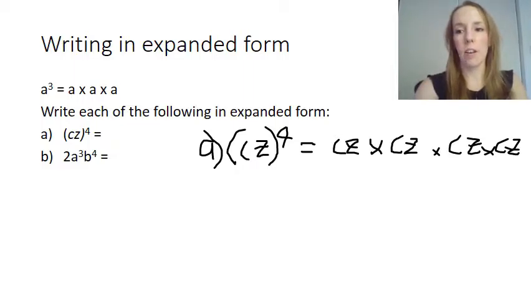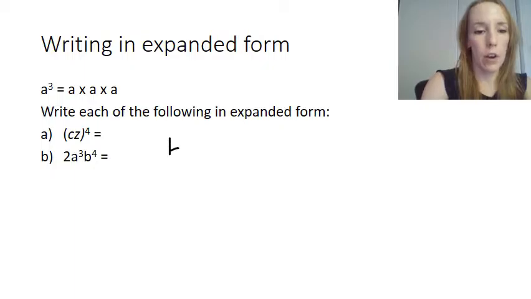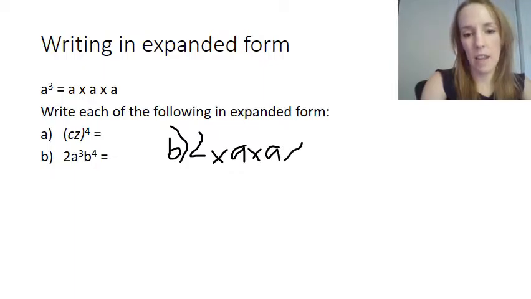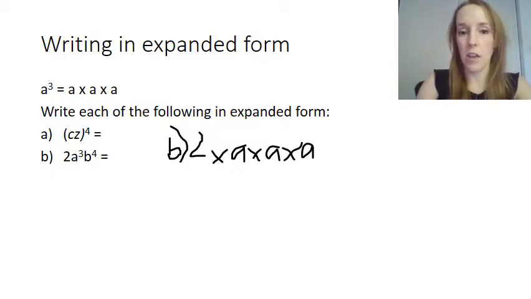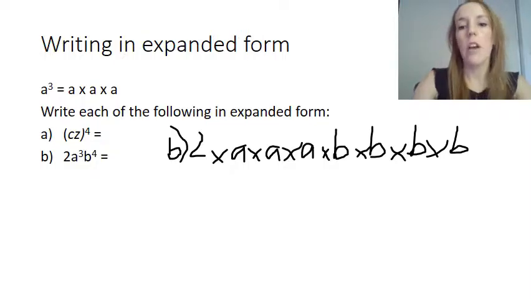For b, I'll just clear the screen there. We have 2a cubed b to the power of 4. So the way we write that is 2 times a times a times a. So that's our a cubed. And then we've got b to the power of 4, times b times b times b times b. So we've just expanded out our indices there.